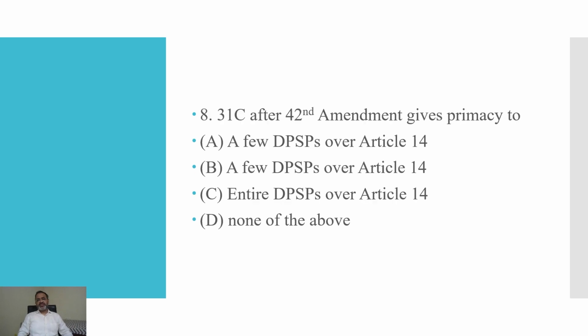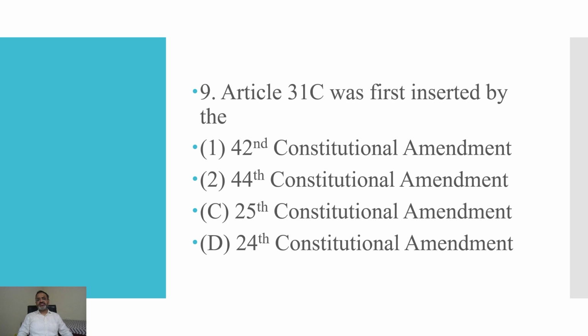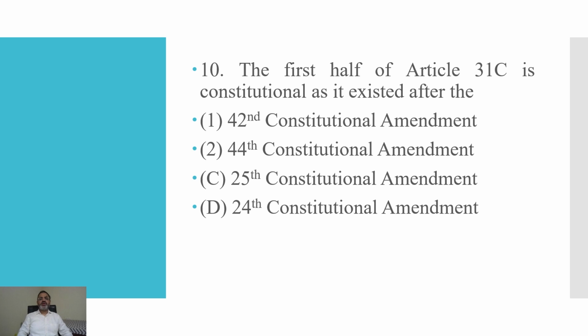Article 31C after the 42nd amendment gives primacy to entire DPSP over Article 14. Yes, so option C is the right answer, but this was declared unconstitutional in Minerva Mills. Article 31C was first inserted by the 25th Constitutional Amendment. Option C. The first half of Article 31C is constitutional as it existed after the 25th, because the 42nd Constitutional Amendment version has been declared unconstitutional. And that's why the version that was inserted for the first time by the 25th Constitutional Amendment is the one which is constitutional.